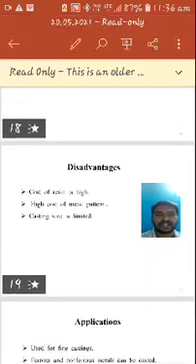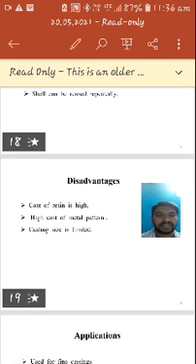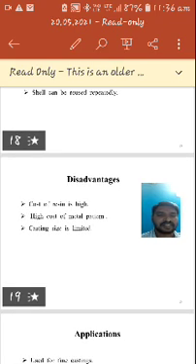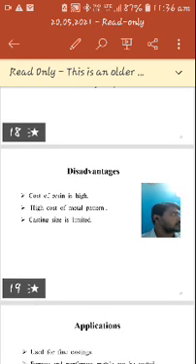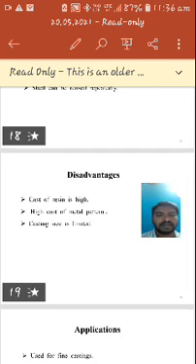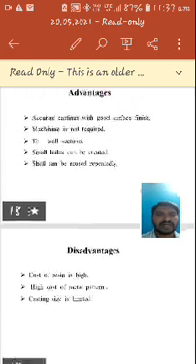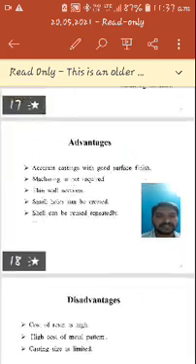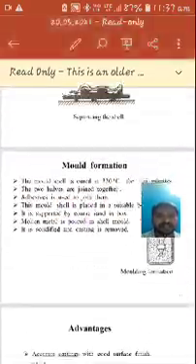Usually, since we use resin for the preparation of the mold, the resin cost is high. The metal pattern is also high cost. The size is limited, but a small size can be prepared by using these thin shells. So those are the disadvantages. Advantages and disadvantages are very important.